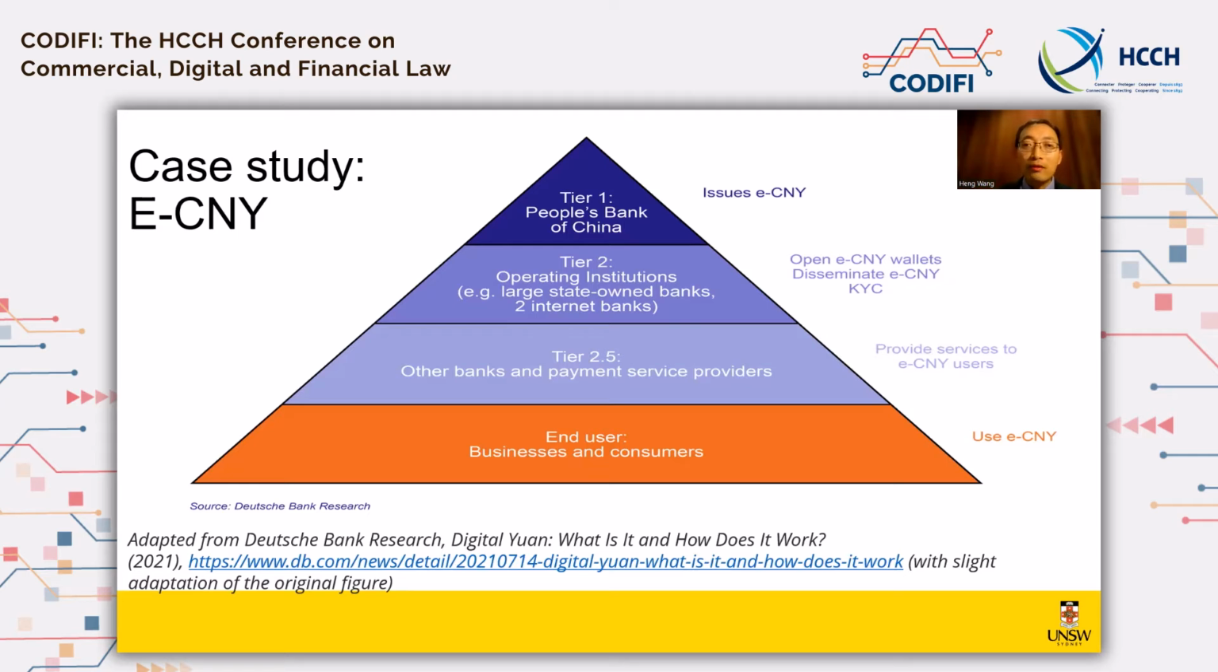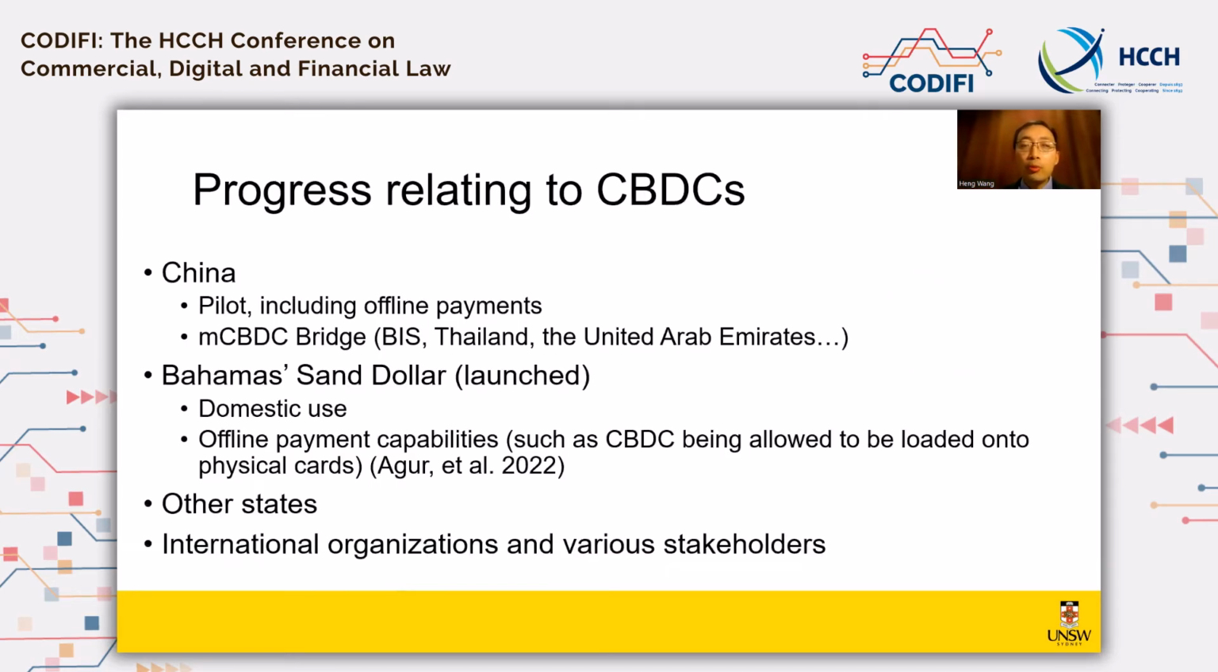The tier 2.5 institutions often work with tier 2.0 institutions to get access to the ECNY. The final one, you can call it a tier 3. It's end users, the businesses and consumers who use ECNY, thinking about international firms with presence in China, like the fast food chains, and so on and so forth. I hope this gives you an idea of how CBDC operates.